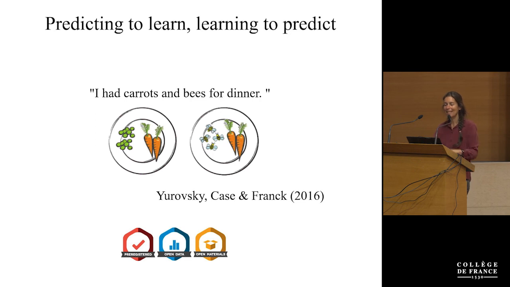So this is based on the previous experiment by Johovsky and colleagues. They had this thing where it says, like, "I had carrots and bees for dinner," okay, which is strange. You would expect carrots and peas for dinner. And they showed that depending on the context, if you have lots of semantically funny sentences, then kids will start to go for the literal context. If you have a bit of noise in the experiment, then they will go for the semantically most plausible context.